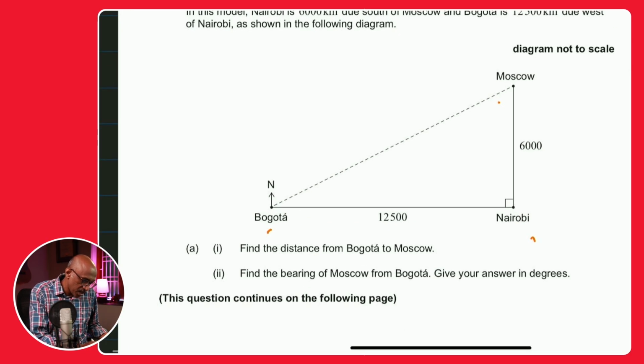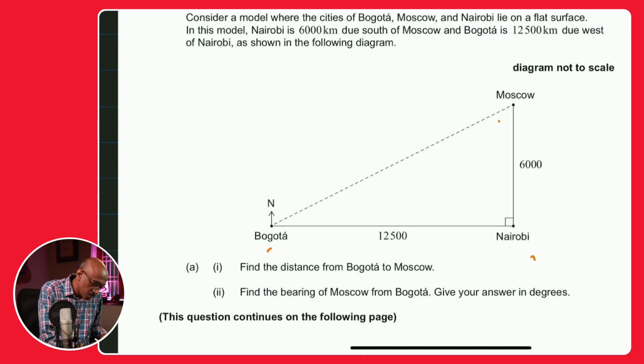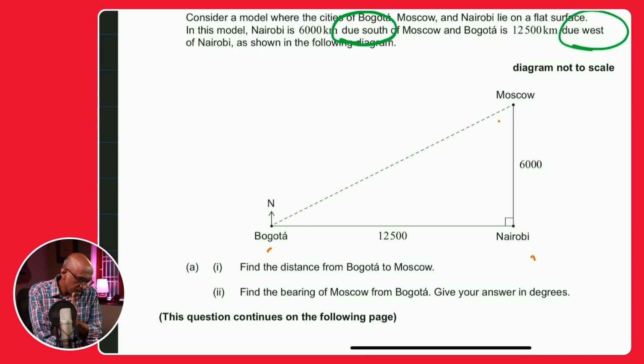In this model, Nairobi is 6,000 kilometers due south of Moscow, and Bogotá is 12,500 kilometers due west of Nairobi. Now, whenever you read the word due, as in due south or due west, let me just explain what this due means.